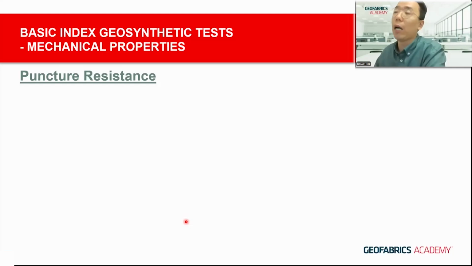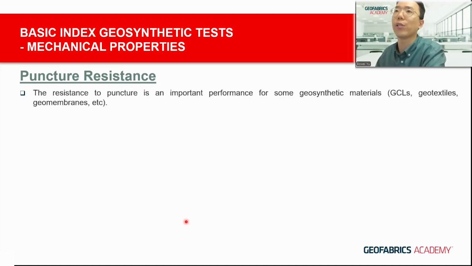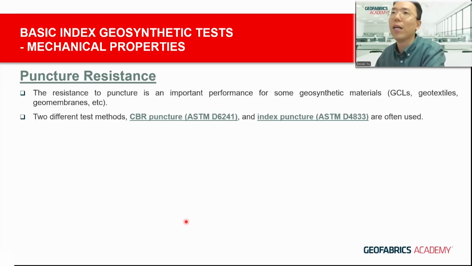And when the barrier or the geotextiles are used on the site, one of the mechanical properties designers also very much value is the puncture resistance. This resistance is important for geosynthetic materials such as the GCLs, geomembranes, and sometimes geotextiles. In ASTM, we actually have two different test methods, just focusing on the puncture resistance here. First is the CBR puncture, and the second one is the index puncture.